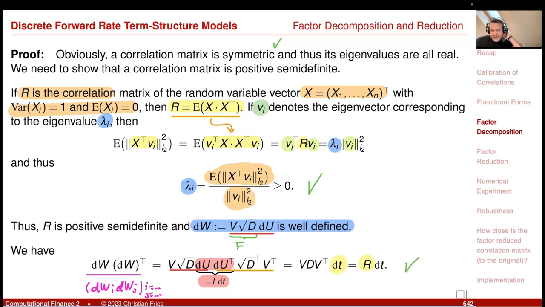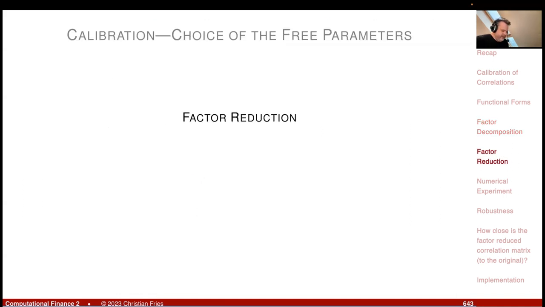Very nice little lemma. You just need to do the eigenvalue decomposition of the correlation matrix, and you immediately have the factor matrix F. The factor matrix F is the square root of the eigenvalue multiplied with the corresponding eigenvector as the columns. Now from that, we can answer the next part: how can we reduce the number of factors?